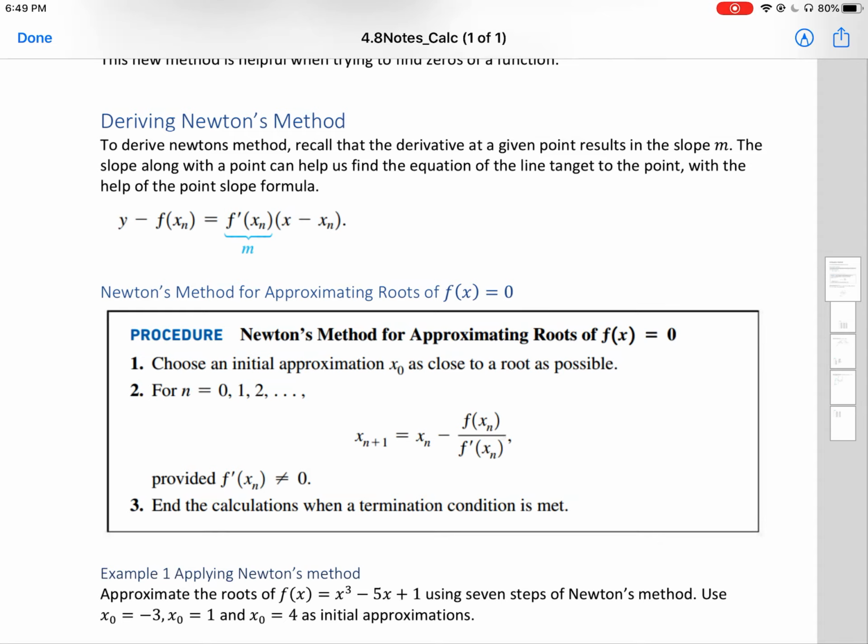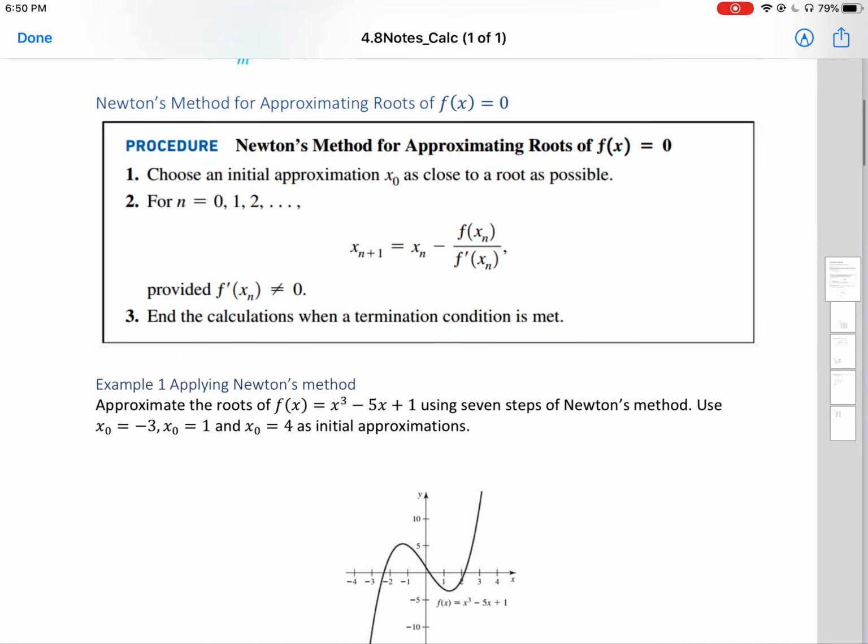And then along with our point slope formula, we have the idea of what would come to be our Newton's formula. We go ahead and set it equal to 0 and solve for x, and call it x sub n plus 1 to come up with this new method. So this is Newton's method for approximating roots of f of x equal to 0.